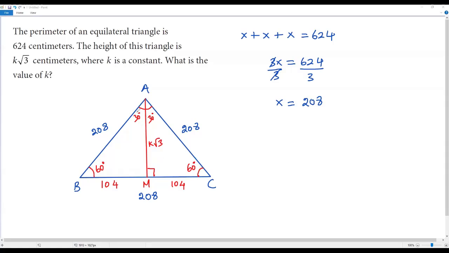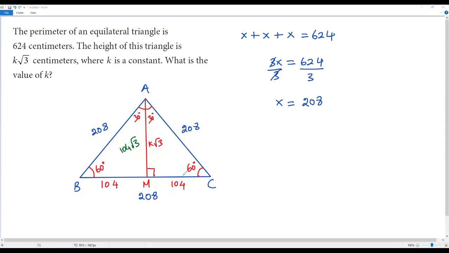So how do we get the length of AM, I mean the height? In a special right triangle, whatever length we have for the shortest leg, opposite 30 degrees, the length of the side opposite 60 degrees will be square root of 3 times the length of the shortest leg. So the length of AM has to be 104 times square root of 3. Whenever I want the length of the side opposite 60 degrees in a 30-60-90 special right triangle, I just multiply the length of the shortest leg, which is opposite 30 degrees, by square root of 3.